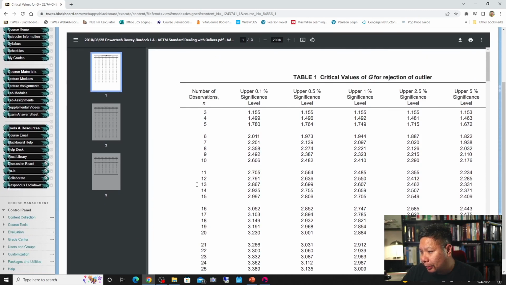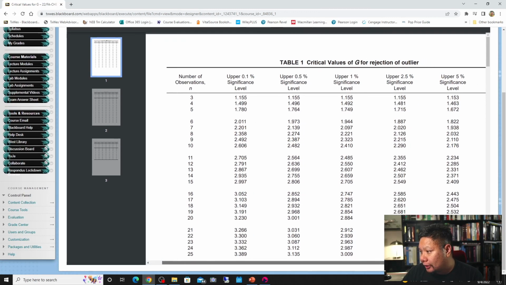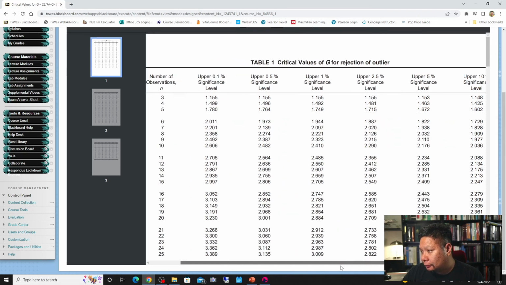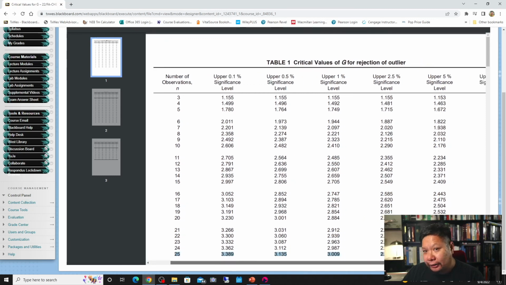And again, which of these do we pick, right? And we pick the one that corresponds to a 95% confidence level, which for us would be the 5% significance level, which is this one right here, the second to last one in this table, okay? So we know it's the second to last one on the table. And so we'll go down to 25, which is the number of observations we have, all right? And here it is, the G value that we want.